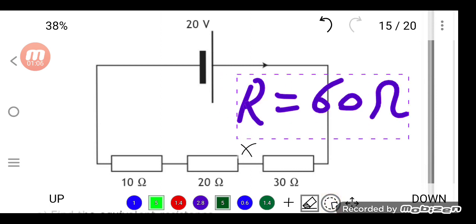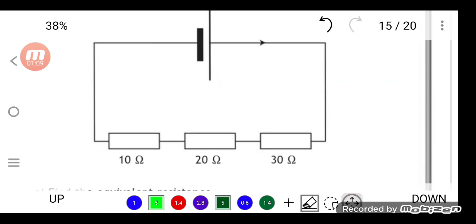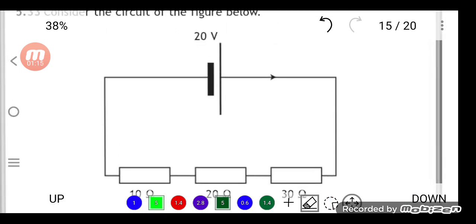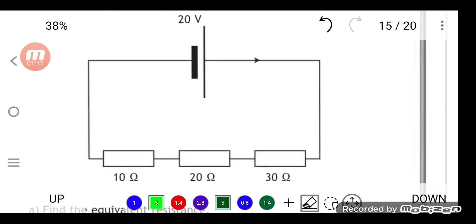Okay, now let's see the next question. Calculate the current in the circuit. Now to calculate the current in the circuit, we use Ohm's law. So what is Ohm's law here? R is equal to V over I. That is Ohm's law. So now we replace 60 for the total resistance and 20 for the voltage.